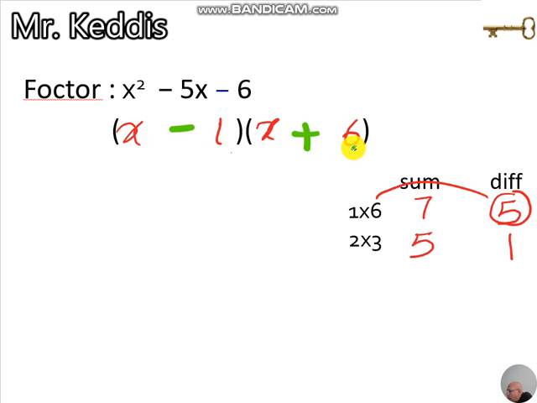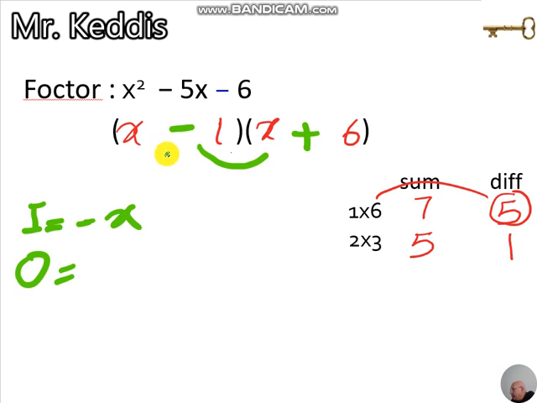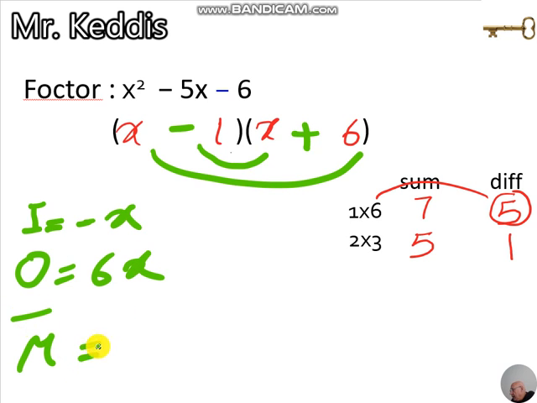When I multiply these two binomials, I have to get this trinomial back. If I multiply x times x, I get x squared. Negative 1 times positive 6, I get negative 6. I just need to make sure the middle term is negative 5x. I have to find the inner product, which is negative x, and the outer product, which is positive 6x. When I combine them, I get 5x.